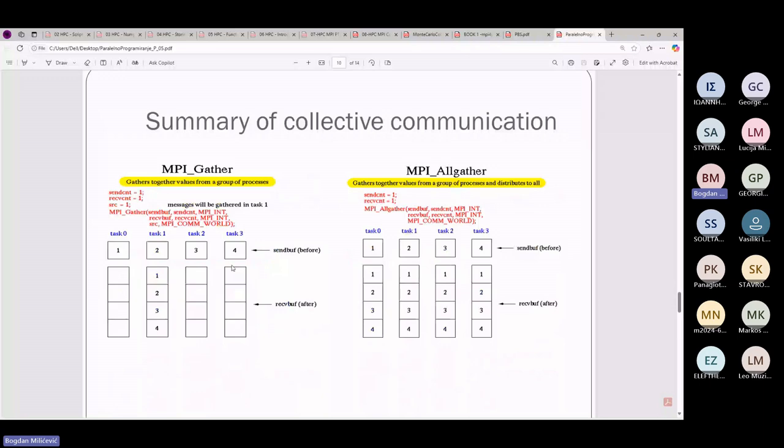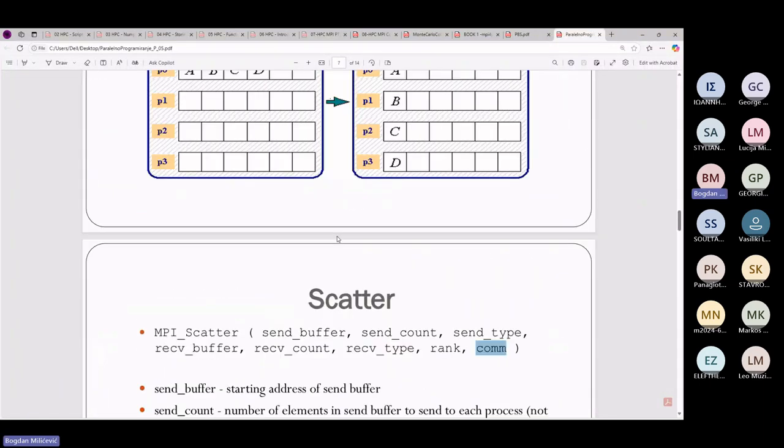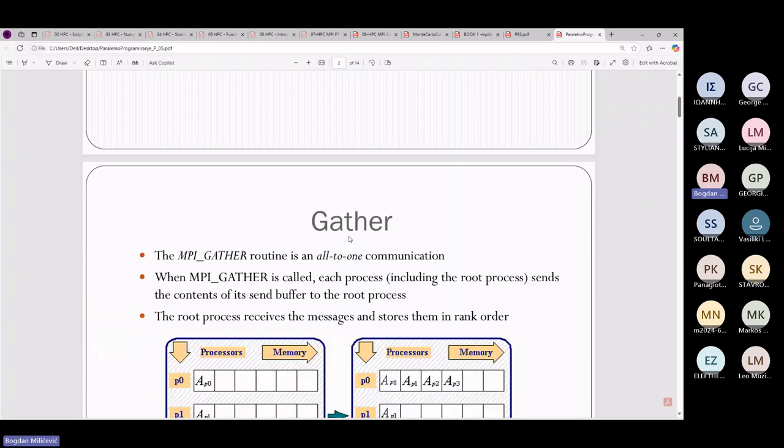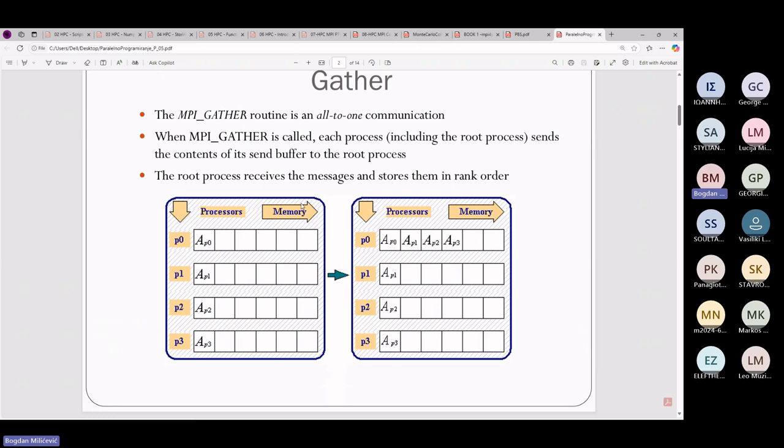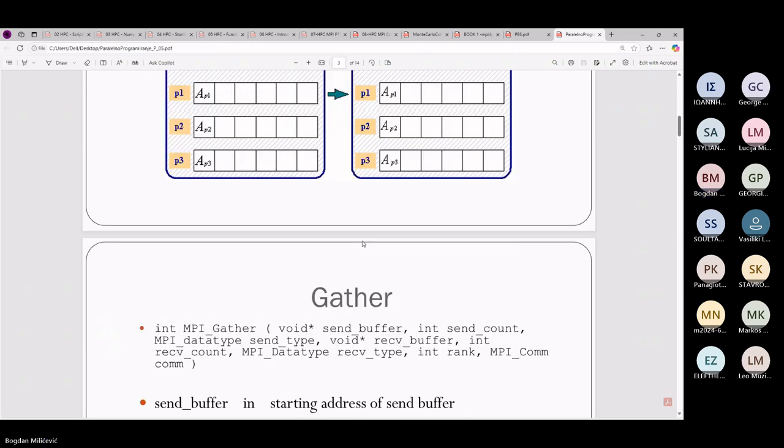Then we have gather. I don't know if I explained it. I think I haven't. So how does gather work? We have portions of a vector on all processes, and we want to make a whole vector out of those. Everybody has their own data, their own A, let's say, and once we do gather, these are collected in a vectorized manner. So we will have data from process 0, data from process 1, data from process 2, and data from process 3. And they will be collected within the root process, in this case process 0. This is how gather works.